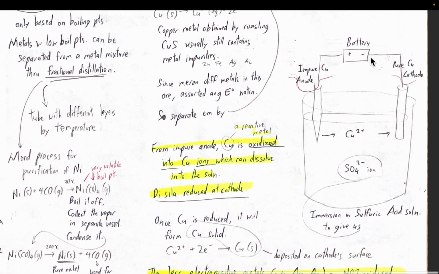This is the illustration of electrolysis. You have the beaker. I believe a beaker would suffice. You have a battery, the impure copper anode here, and the pure copper cathode at the right side. This one is sharp, unlike the one at the right. It has something to do with copper dissolving. The anode and cathode are immersed in a sulfuric acid solution to give us the sulfate ion. I believe this is sulfate.